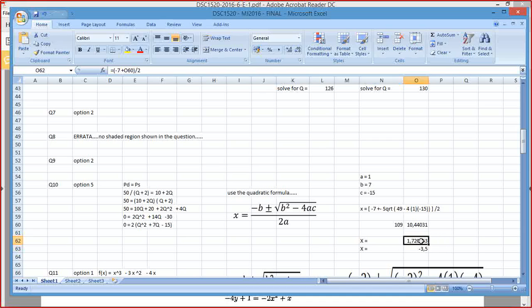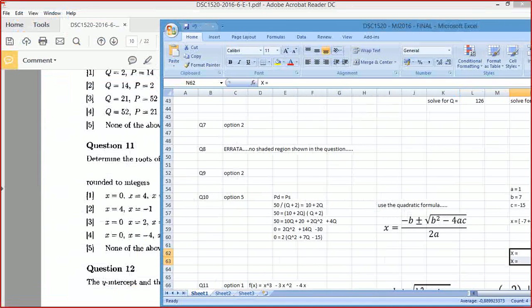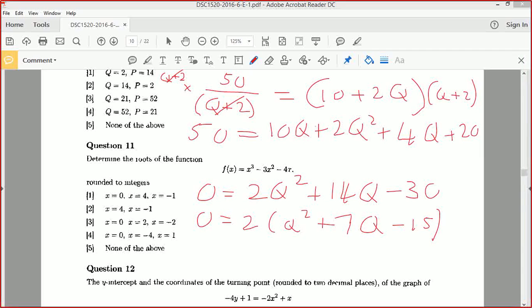I used Excel to do the working for me. You can plug that into your normal scientific calculator and you'll get the same answers. So when looking at x, one is negative 3.5 and the other one is 1.72. We don't have an option for 1.72 and negative 3.5, so the answer is none of the above again.